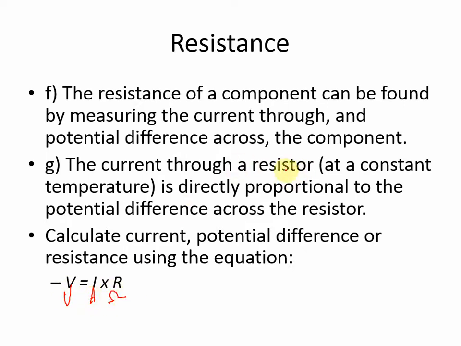The current through a resistor is directly proportional to the potential difference across it. That's Ohm's law. That's just what I've been talking about. To calculate the current, potential difference or resistance, you need to use this equation here, which I've just been through.